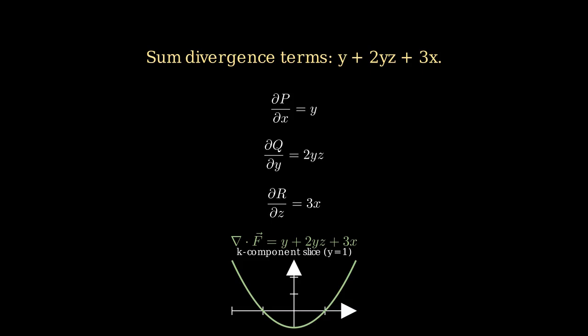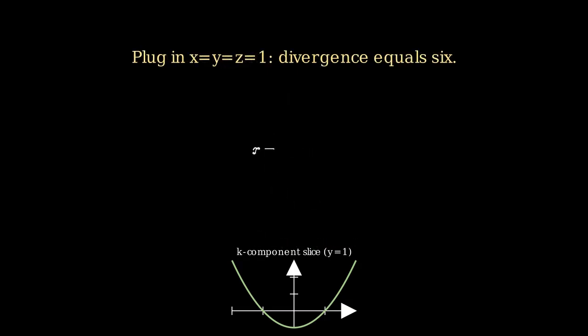Adding all three, divergence of F equals y plus 2yz plus 3x. To check whether this is identically 0, try plugging in some numbers. Let x, y, and z all equal 1. That gives 1 plus 2 plus 3, which is 6, not 0. So the divergence of F is not identically 0.